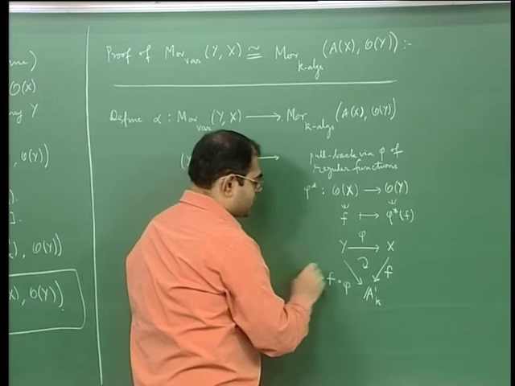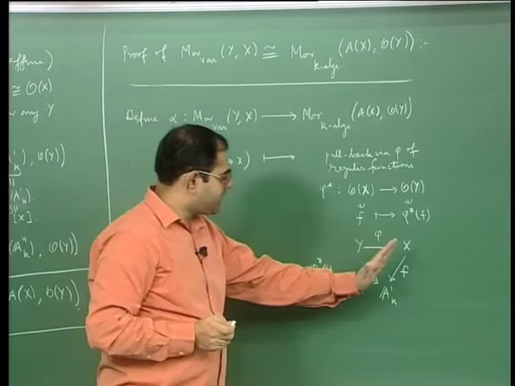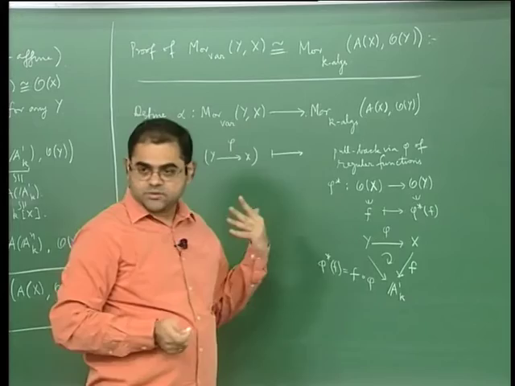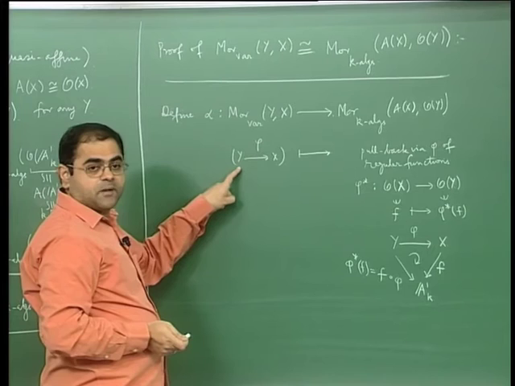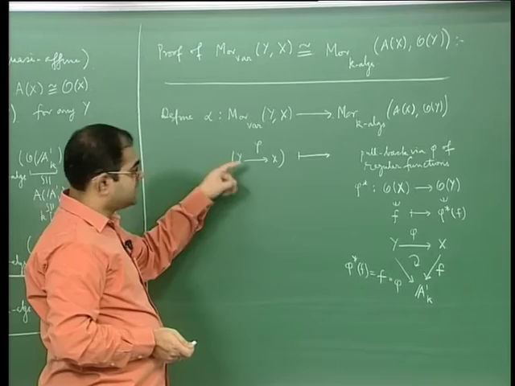And the fact is that if you have a regular function on the target, by composing with the morphism, you should get a regular function on the source. The target is x, so give me a regular function on x. By composing with phi, the pullback will be a regular function on y. This is the definition of a morphism, okay. This is part of the definition of the morphism.